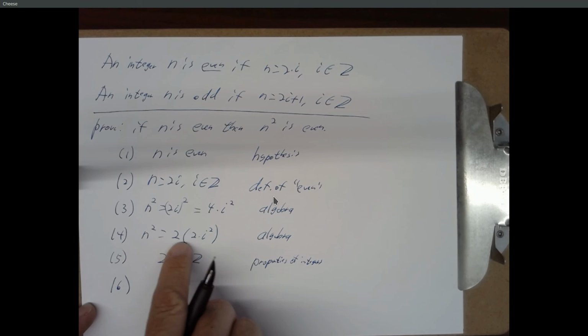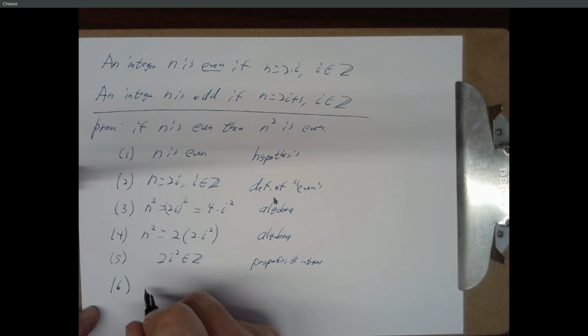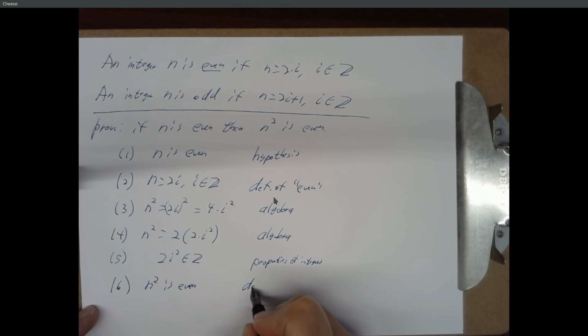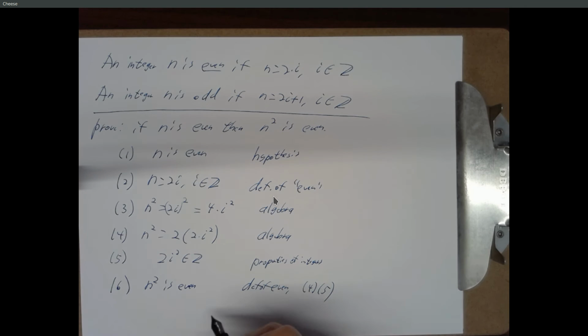Well, n squared is therefore 2 times an integer. And since it's 2 times something in Z, we can conclude n squared is even. That's the definition of even. And it's looking at statements 4 and 5. And so that's the end of your proof. Does that seem reasonable?